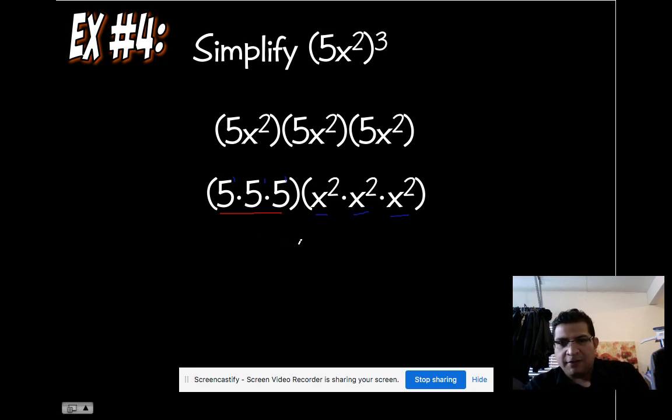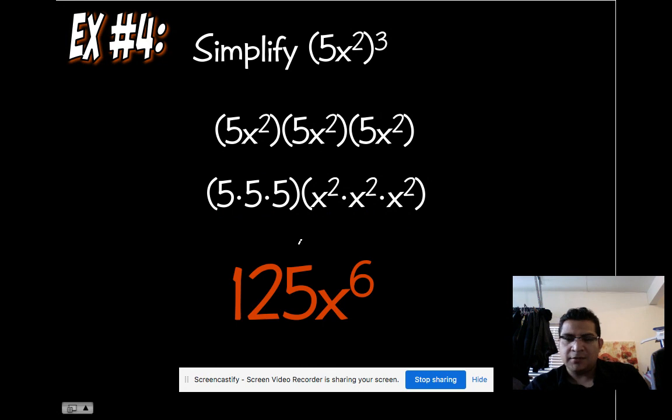Let's see if I was right. Hey, look at that. So this 5 here, again, is not 5 times 3, but it's 5 raised to the 3rd power, which breaks down to 5 times 5 times 5. And the x's, you just simply add the exponents. You don't multiply the exponents here, you add them. 2 plus 2 plus 2 is 6. Thank you, guys.